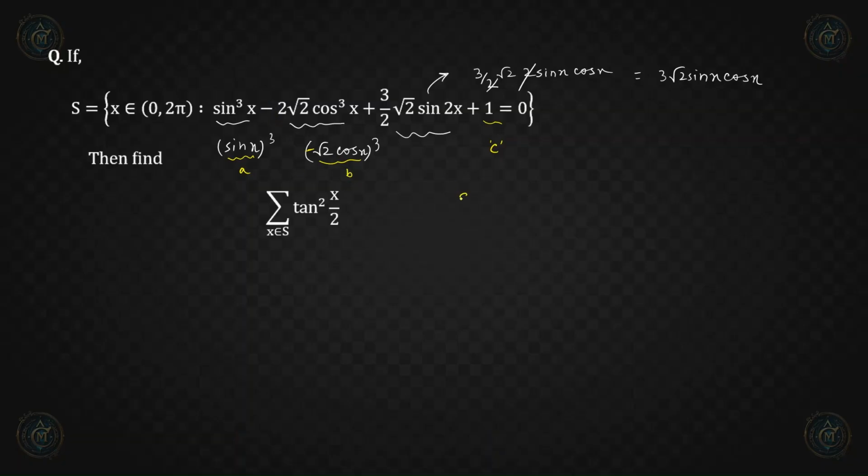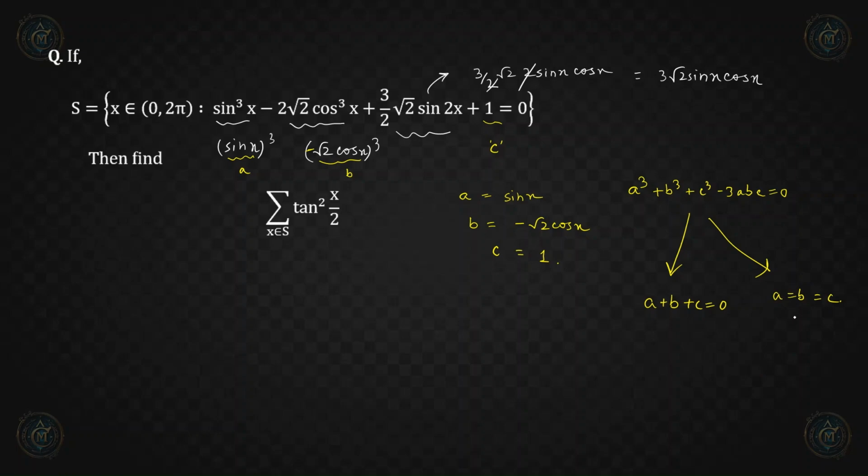So we assume a to be our sin x, b to be our minus root 2 times cos x, and c to be our 1. So this thing becomes minus 3abc. I hope you can understand how we manipulated the terms. Now we have this equation a cube plus b cube plus c cube minus 3abc equal to 0, right? From this equation, we can say we have two possibilities here: a plus b plus c equal to 0 or a equal to b equal to c, right?